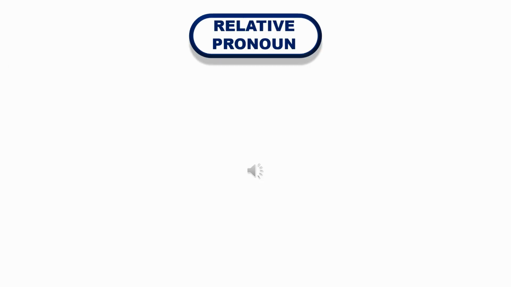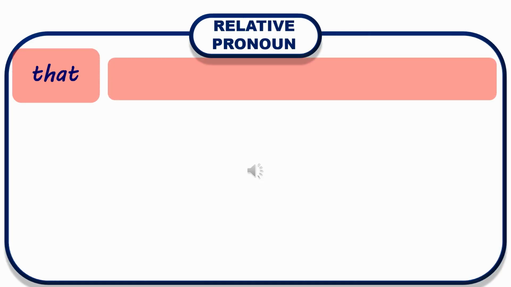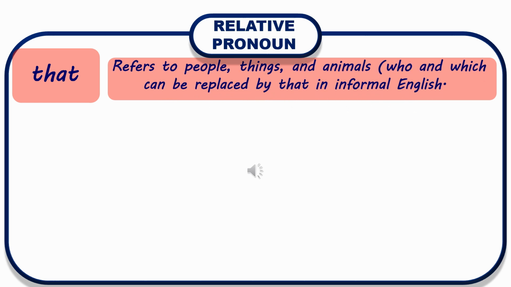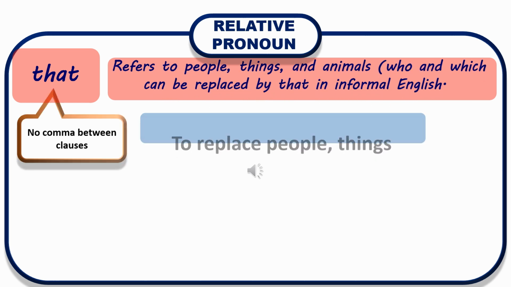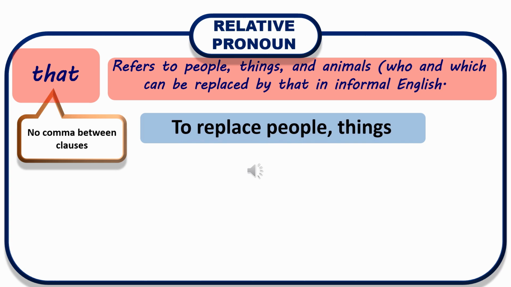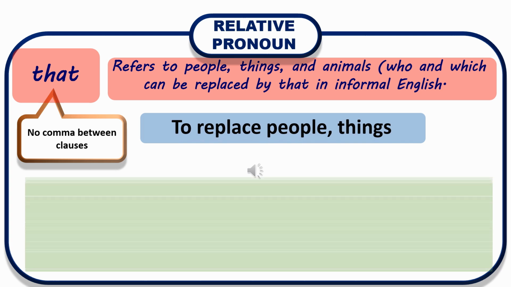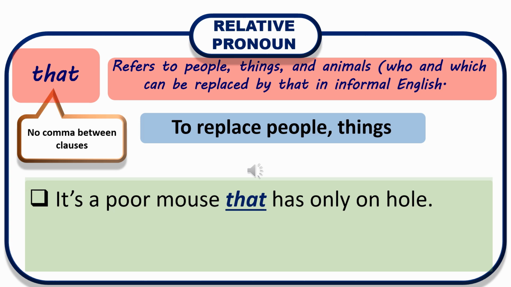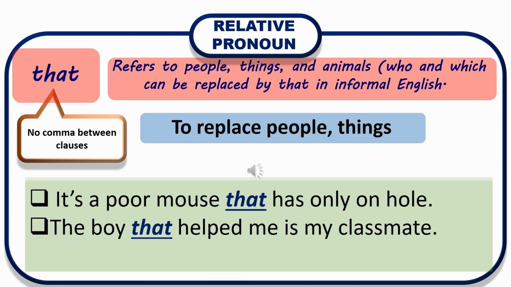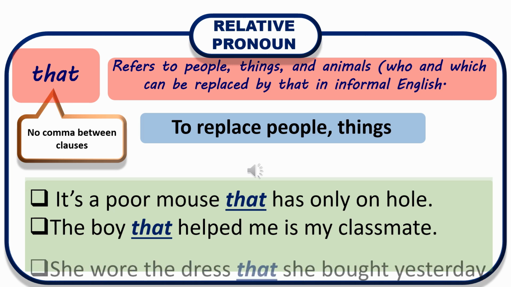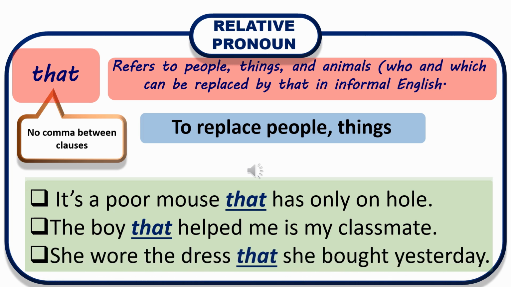That, the flexible relative pronoun for people, animals, and things. Why that? Works for all nouns, unlike who and which. More casual than who and whom but just as clear. Examples, it's a poor mouse that has only one hole. Describes the mouse, animal. The boy that helped me is my classmate. Replaces who, person, informal. She wore the dress that she bought yesterday. Refers to the dress, thing.